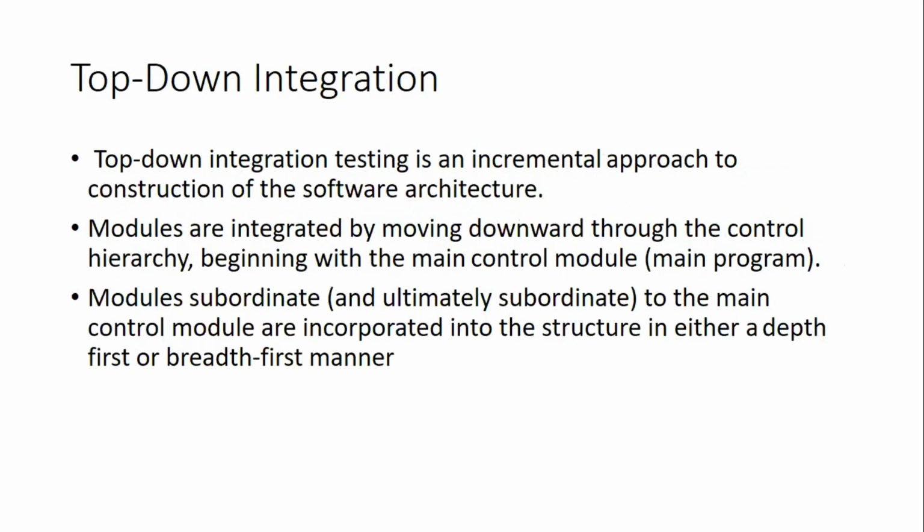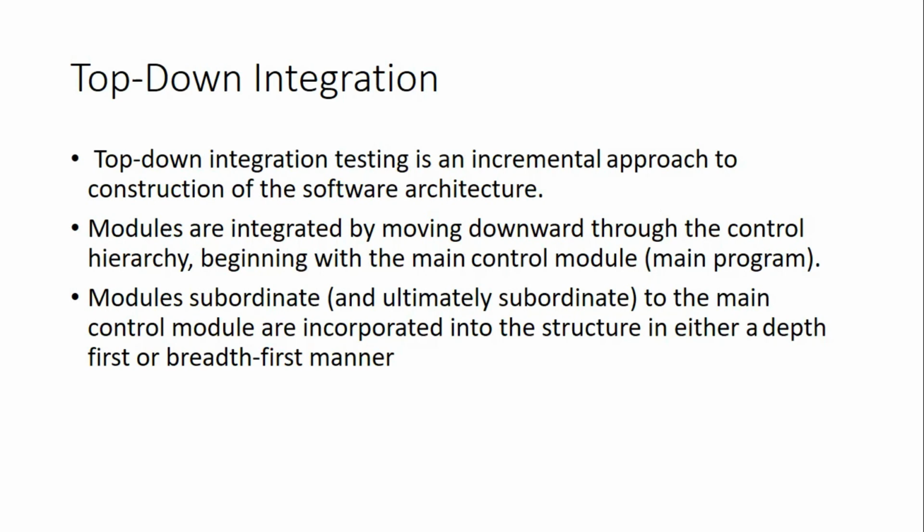There are two types of integration approaches. First is the top-down integration approach, and the second is the bottom-up integration approach. We'll first discuss the top-down integration approach. Top-down integration testing is an incremental approach to construction of the software architecture. Here, the modules are integrated by moving downwards through the control hierarchy, beginning with the main control module. Subordinates to the main control module are incorporated into the structure in either the depth first or breadth first manner.